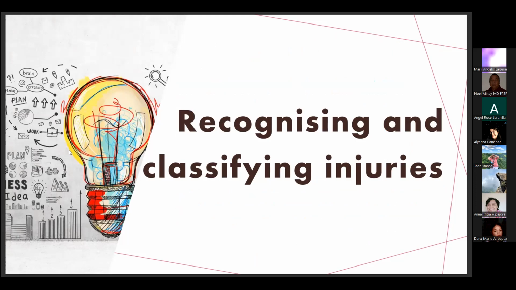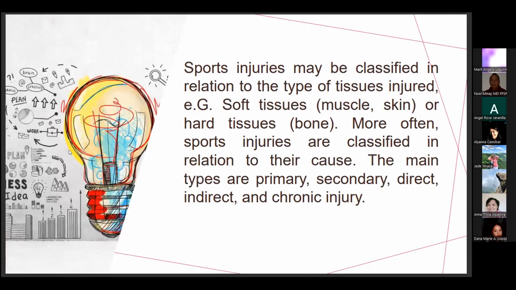Recognizing and classifying injuries. Sport injuries may be classified in relation to the type of tissues injured: soft tissues, muscle and skin, or hard tissue, bone. More often, sport injuries are classified in relation to their cause. The main types are primary, secondary, direct, indirect, and chronic injury.